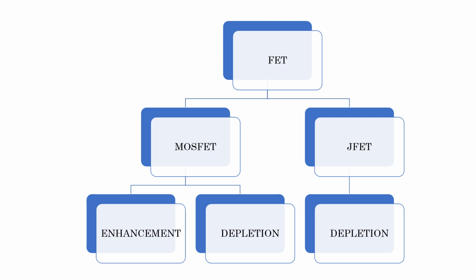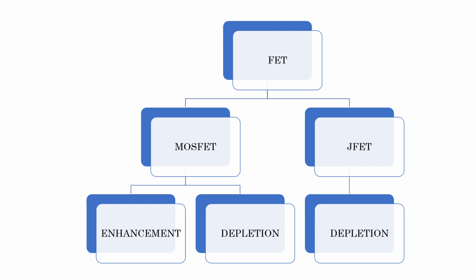So what is enhancement type? You have to apply a minimum potential at the gate terminal to create a channel between source and drain, which is called an enhancement device. Enhancement in the sense you will have to give some external potential to the gate terminal to create a channel between source and drain so that current conduction takes place.